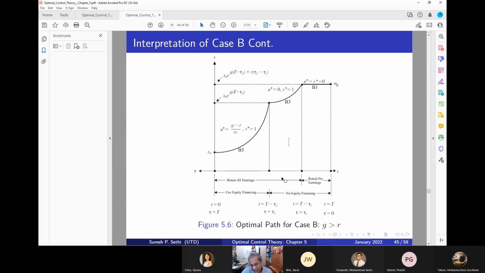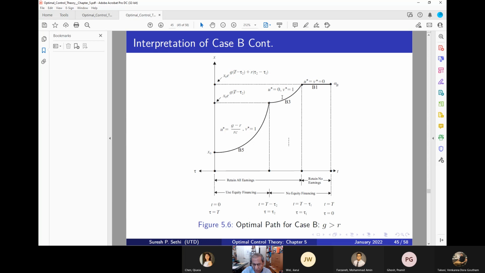So T at least had to be bigger than tau 2. And if T is bigger than tau 2, then for some part of the time, I will grow at rate g, and I will use external equity. And then at some point, I will not use external equity, only grow at rate r, still keeping retained earnings. And at this tau 1, it is the same as case A. I don't need any retained earnings. I will pay full dividend, no more investment, and the company will stay along a straight line all the way up to here.